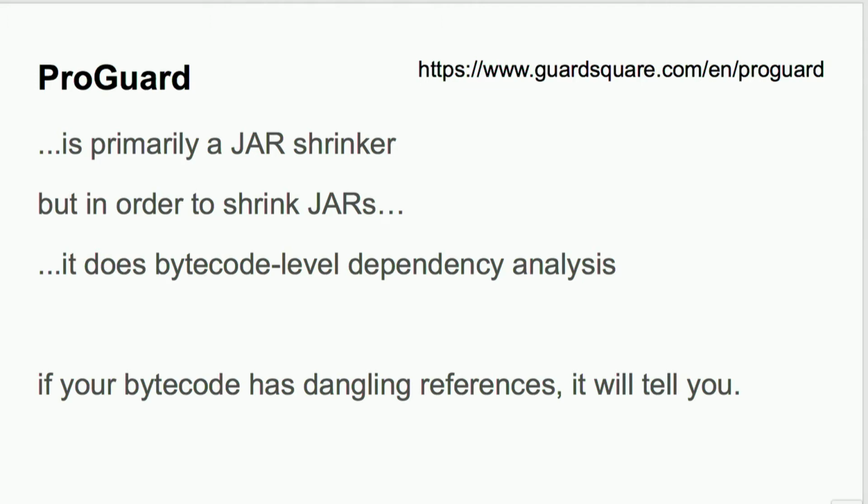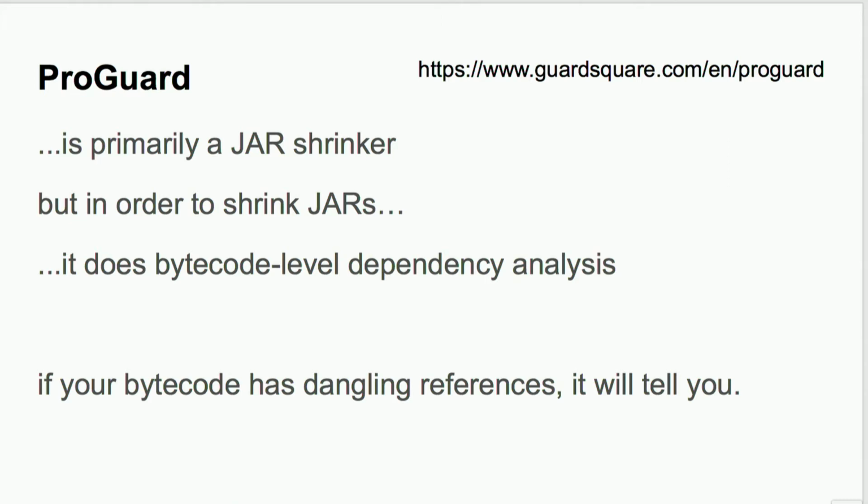I'm including ProGuard just briefly. So ProGuard, we mainly think of it as a jar shrinker and optimizer, but in order for it to do that work of shrinking a jar, this analysis of dependency structure in bytecode is exactly what it's doing, and it's really good at it. ProGuard is this thing that everybody uses. It's been around for years. It's like it's bulletproof.